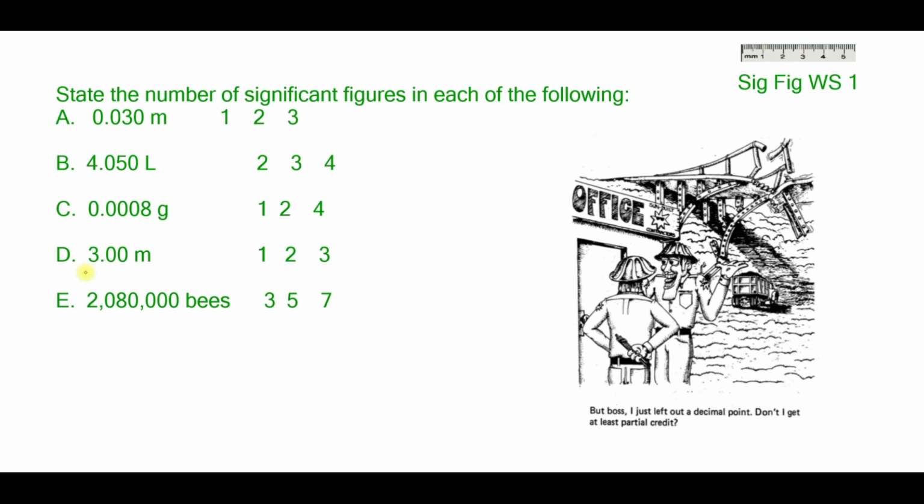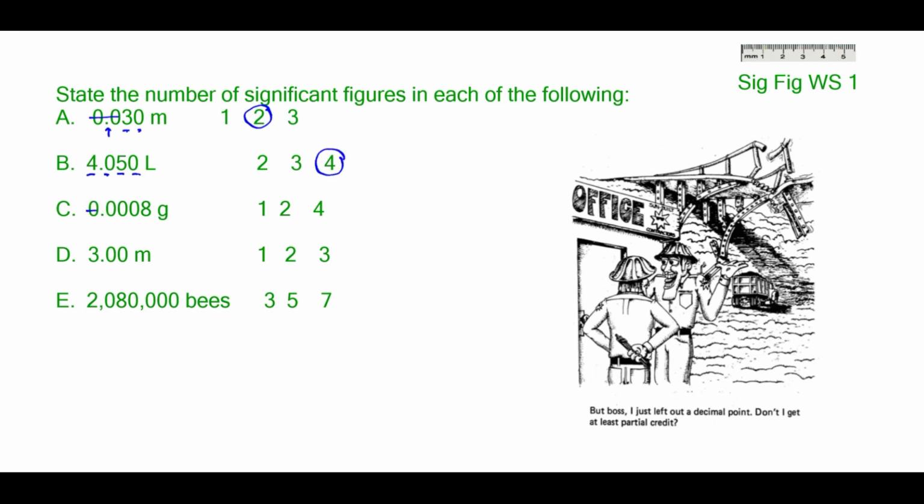Pause the video and give this one a try. For A, leading zeros are not significant. The 3 is, and the 0 is a trailing 0. There is a decimal point, so it is significant, so I have 2. For B, I know that 4 and 5 are significant. This first 0 is in between, so it is significant. The last 0 is trailing. I have a decimal point, yes. So it is significant, so there are 4 significant figures.